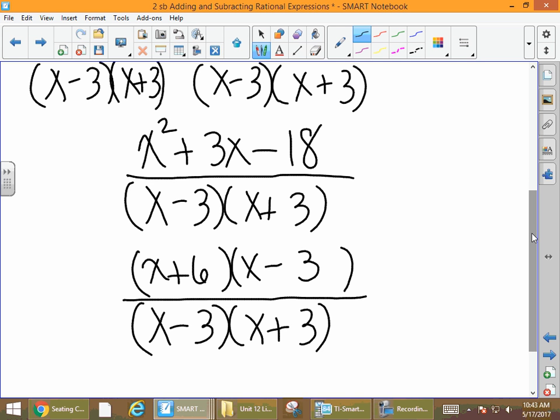But do we have anything exactly the same on the top and the bottom? Well, we've got an x minus 3, and we've got an x minus 3. So our final result here is x plus 6 divided by x plus 3.